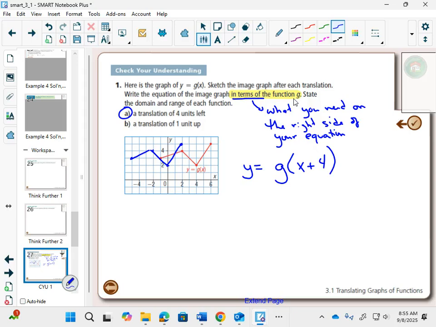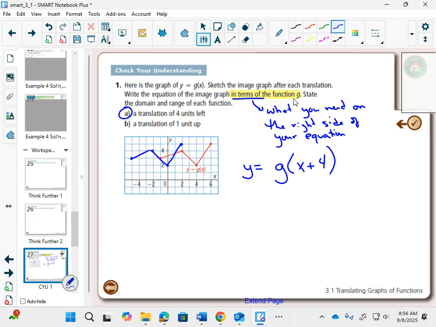So write the equation of the image in terms of the function g. On the right-hand side, I need the function g. And here, I needed to show that the function g was moved 4 to the left. So that's what this language is telling us right here. This g of x plus 4 says the original function g, which is the red one, you took it and moved it 4 to the left. Is that what my graph shows?